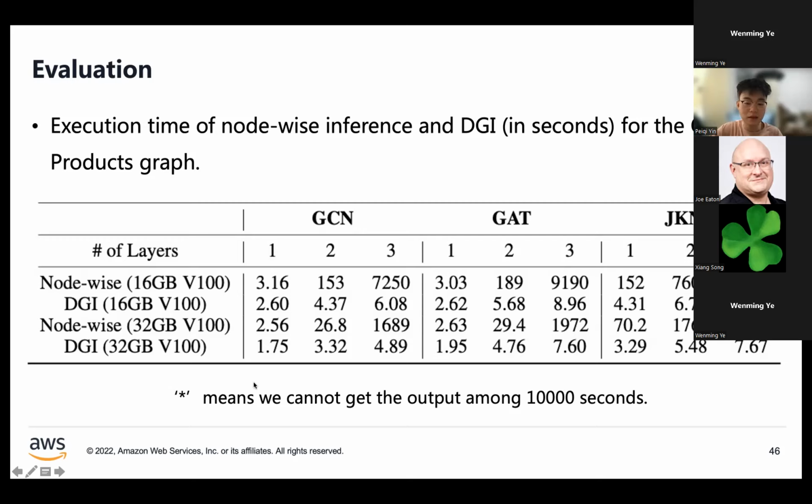And this gets even worse when we use JKNet. You can see for JKNet's 3 layers, we cannot get the output within 10,000 seconds.